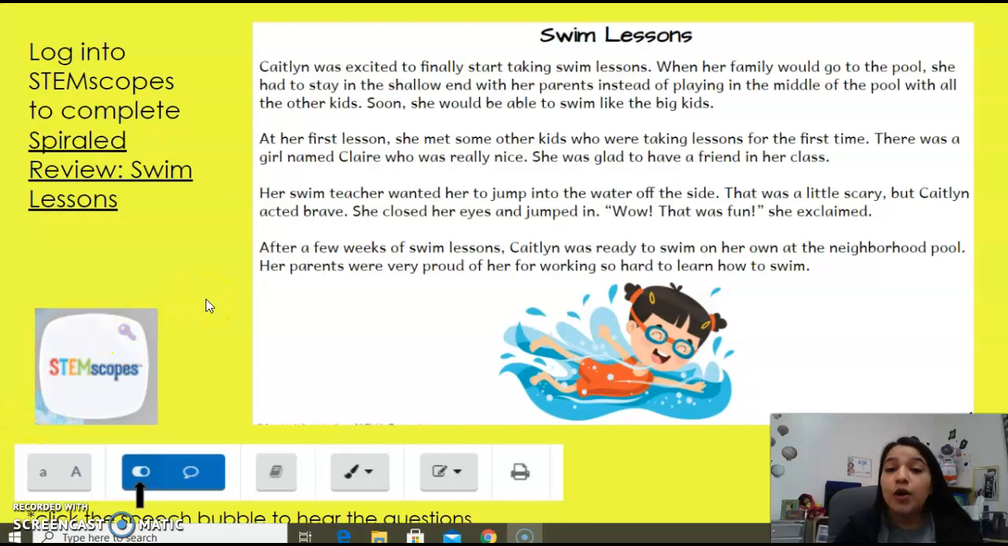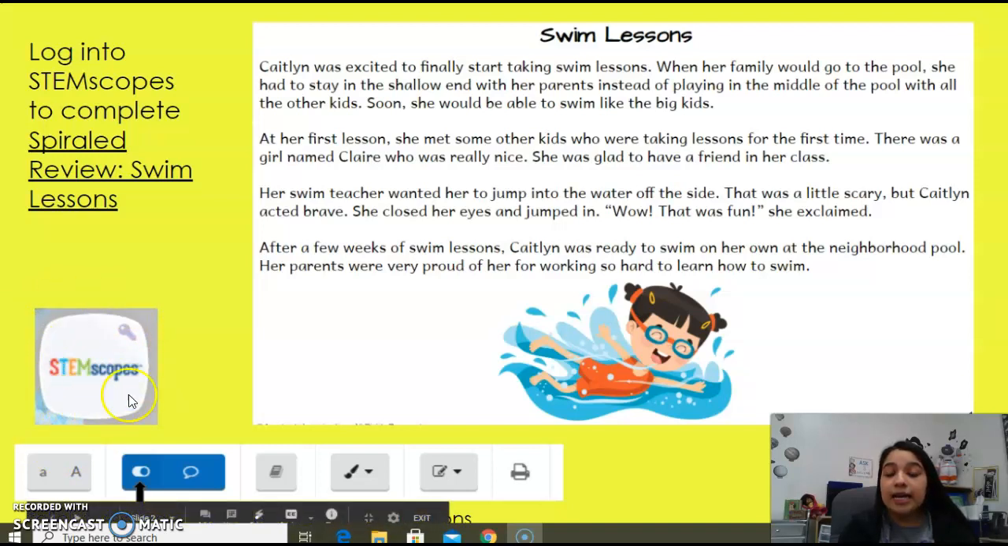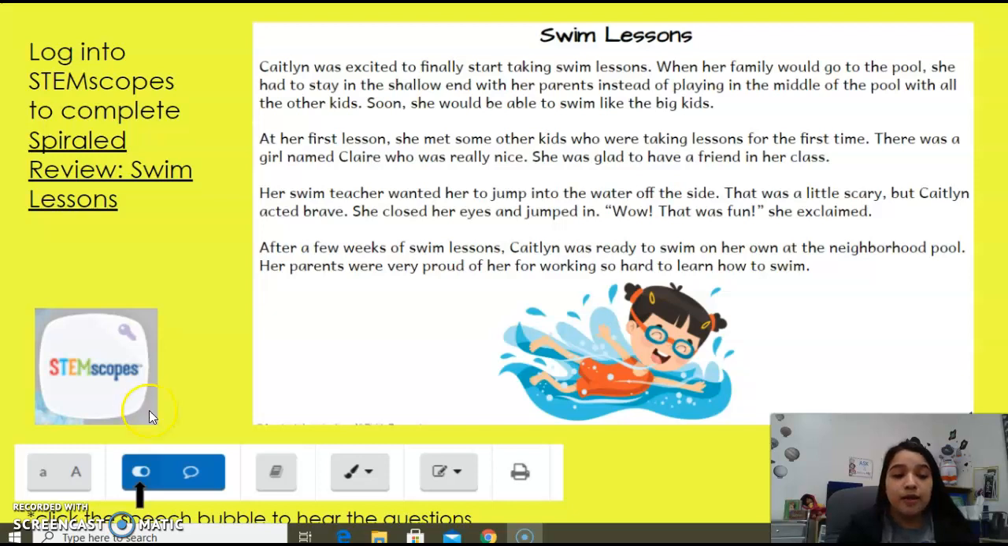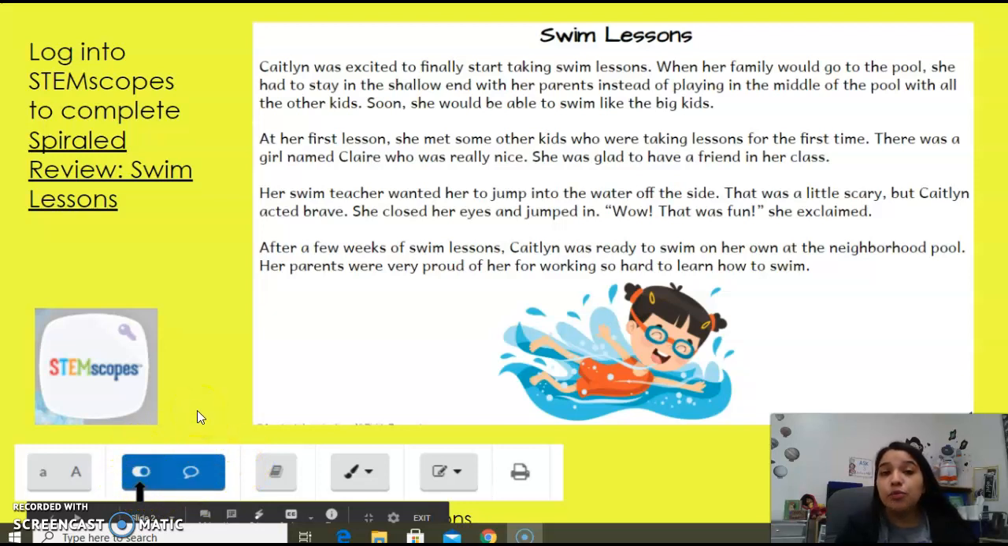So, after this story, you're going to go ahead and go into STEMscopes. This is what STEMscopes looks like in the app on ClassLink. And like the previous assignment you had on STEMscopes, the skill quiz, for every question you can turn on this button and it will turn blue. And it's going to read you each problem. So you can go ahead and turn that on.